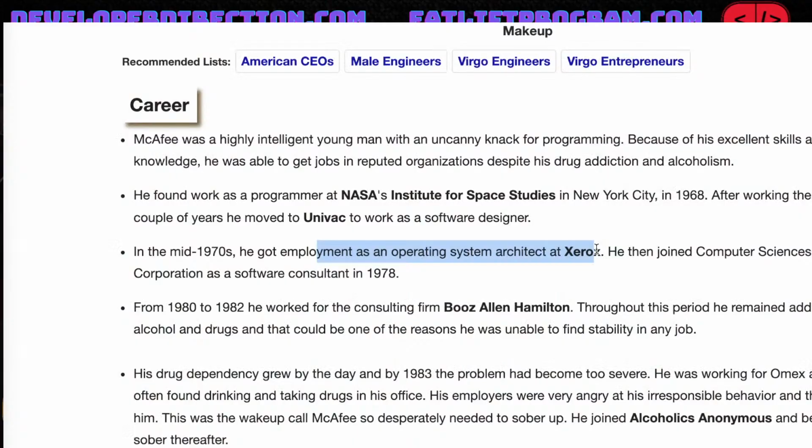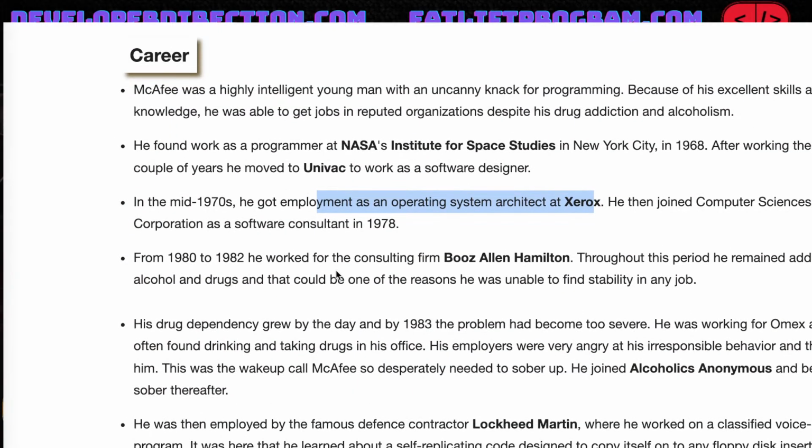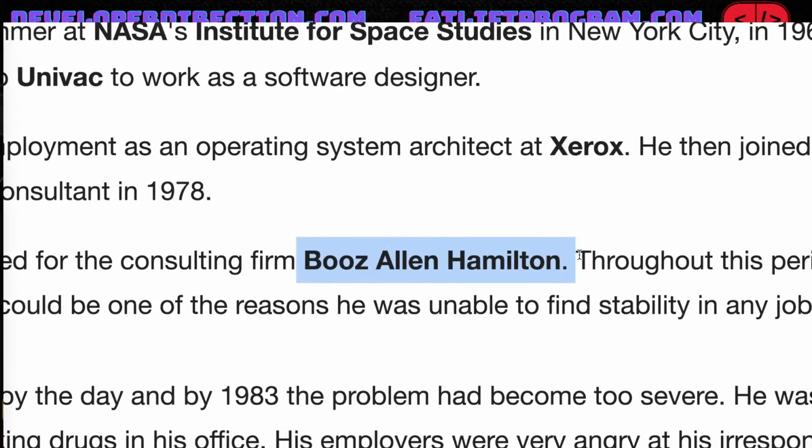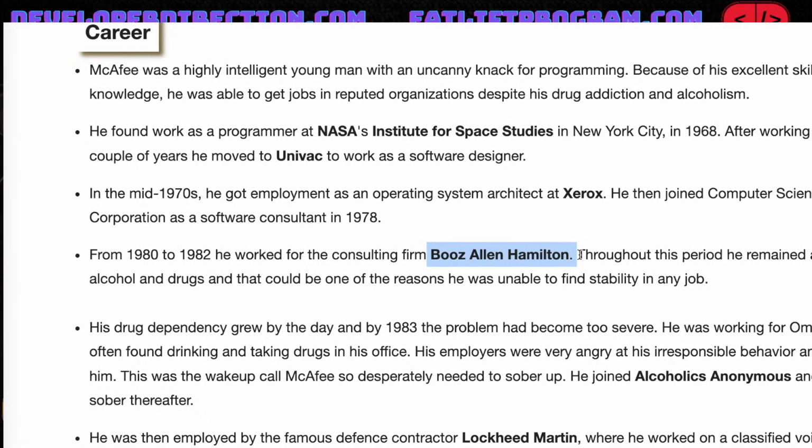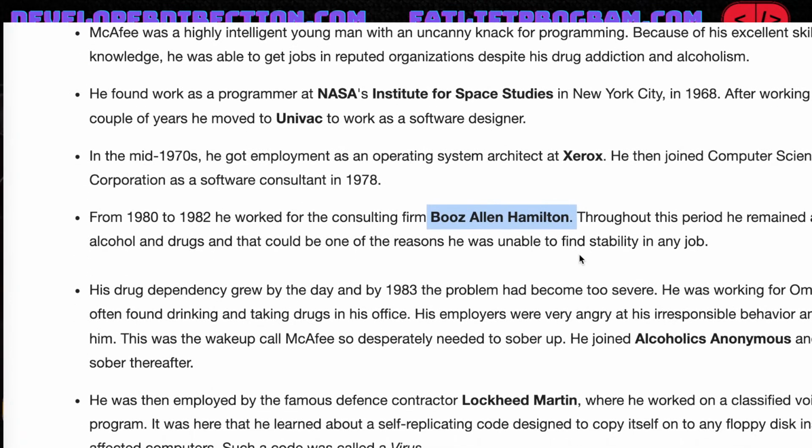He then joined Computer Science Corporation as a software consultant in 1978. From 80 to 82, he worked for the consulting firm Booz Allen Hamilton. I forgot about that. He did work for Booz Allen. Pretty serious place to be. Through this period, he remained addicted to alcohol and drugs, and that could be one of the reasons why he was unable to find sustainability in a job.